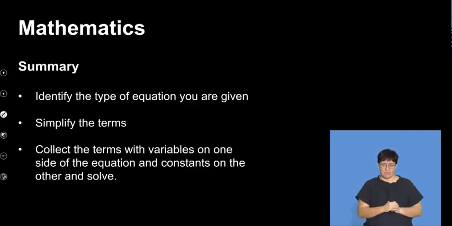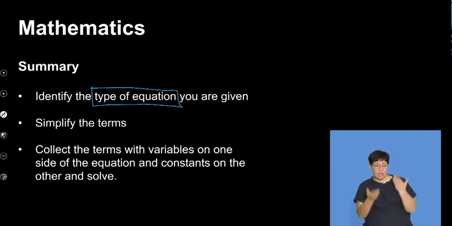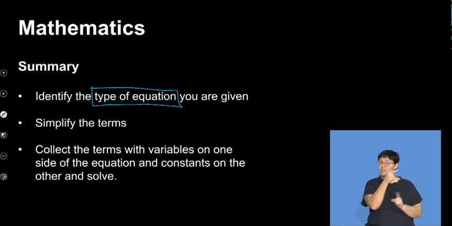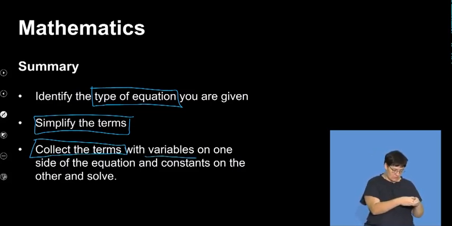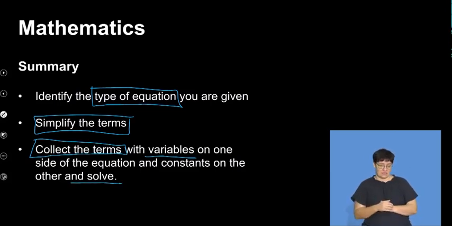Now let's summarize everything that we've spoken about so far. Remember, I said you must make sure that you identify the type of equation that you are given, right? You saw the first one, it was a division, but it ended up being a quadratic, so it is not what we are actually focusing on. And then also simplify the terms, make sure that you work out your like terms, and subtract, add where necessary. The last thing you always need to do is to collect the terms with the variable on one side of the equation and the constants on the other, and then the last thing will be to solve.